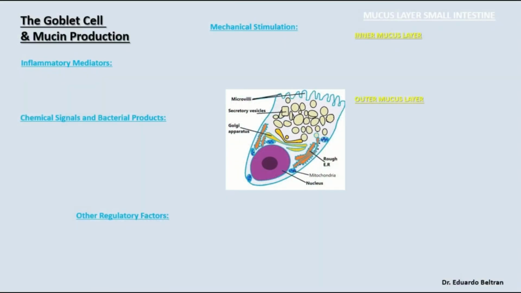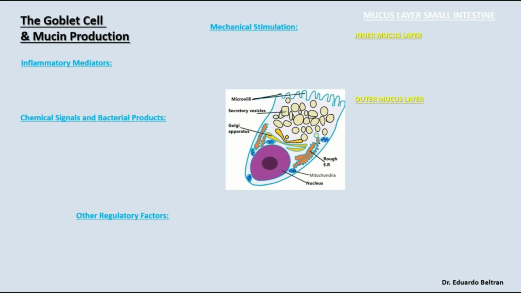What's really important to know is that this cell right over here, which is a goblet cell, has its nucleus, its rough endoplasmic reticulum, its Golgi apparatus, and a series of vesicles, which is where the mucin is going to be formed, and it has small microvilli as well. But this goblet cell's main function is to make mucin.